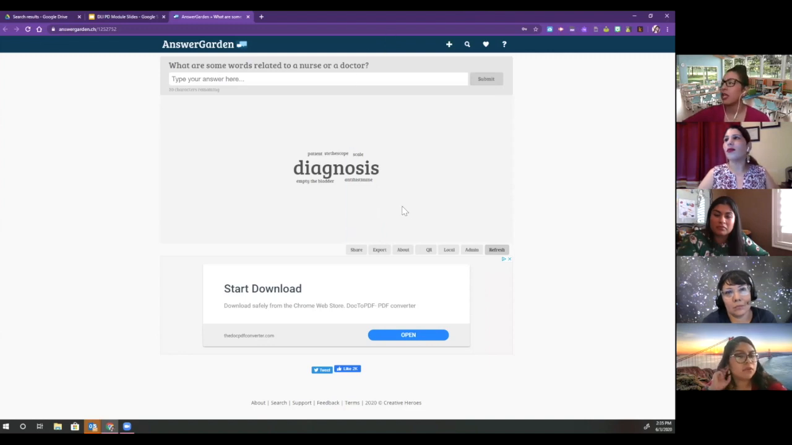But the idea behind this, you guys, is as you see here, we have diagnosis, antihistamine, patient, stethoscope, scale. These are all normal words that people in the healthcare profession would talk about. And I'm just using healthcare profession to make it easy, but it could be on any topic that you have.